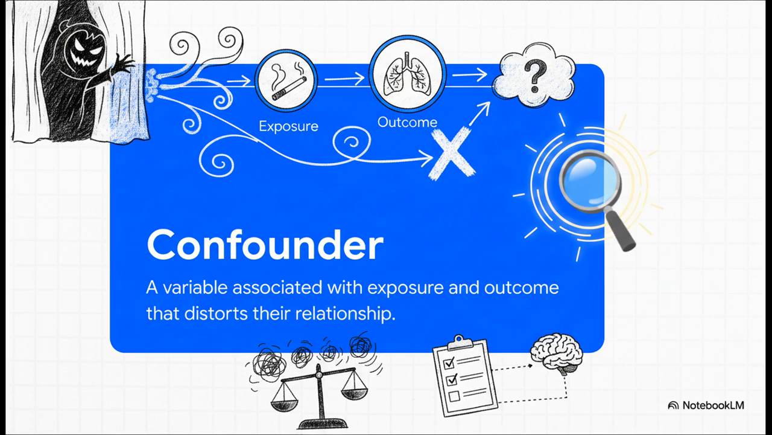Think of it like this. If you find a statistical link between carrying a lighter in your pocket and getting lung cancer, well, the confounder there is smoking. Since we don't have randomization to balance out these tricky variables for us, controlling for confounders analytically is absolutely crucial. It's make or break for the study.